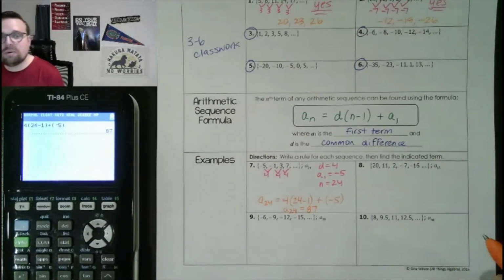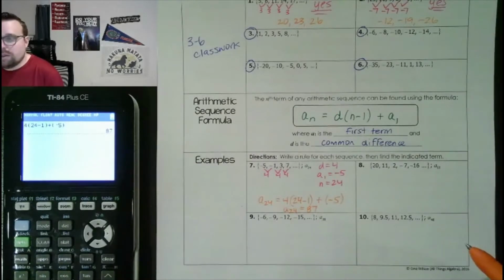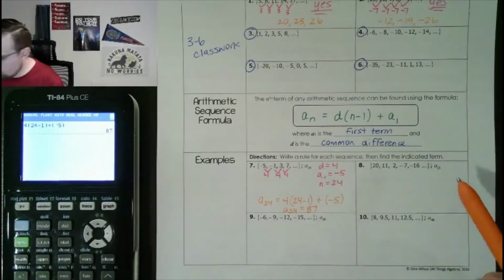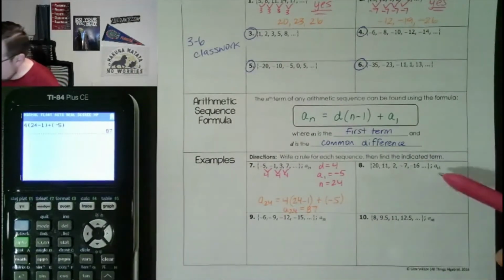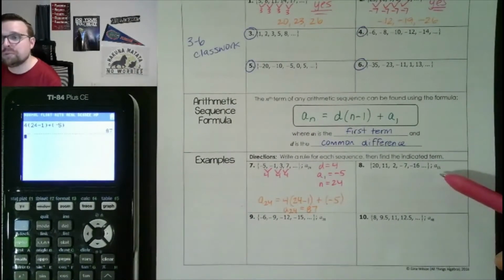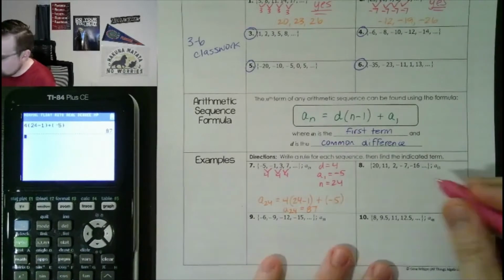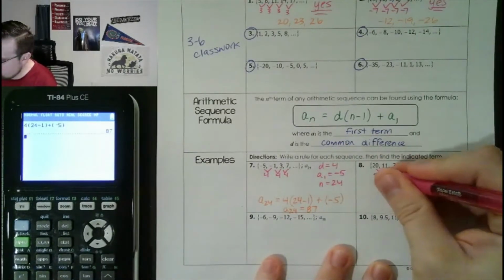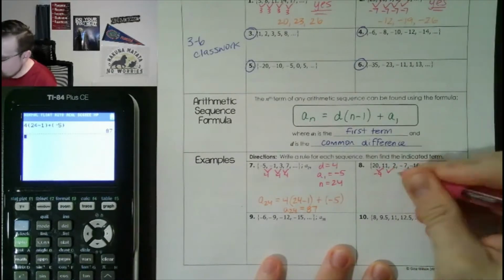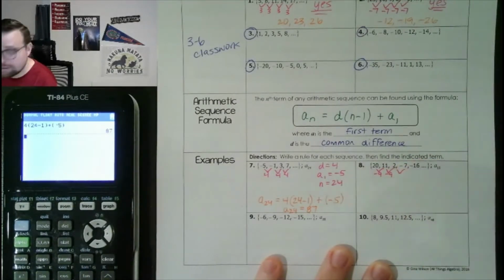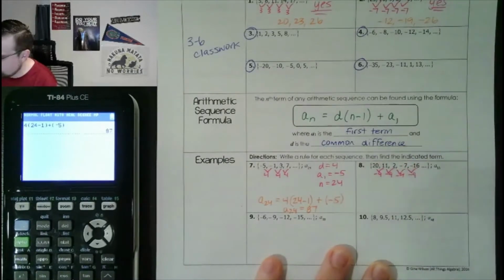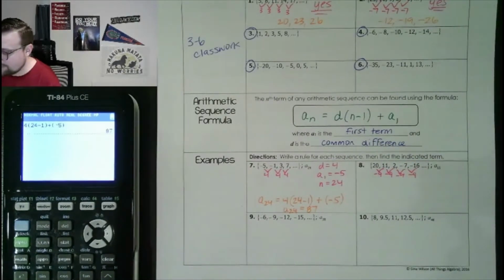Okay, so let's go ahead and do another example. We're going to do number 8. In number 8, they gave us a sequence, and they want us to find the 15th term using the rule. So let's figure out what the common difference is. To go from 20 to 11, you have to subtract 9. From 11 to 2, you have to subtract 9. From 2 to -7, you're subtracting 9. So the common difference here is that you are subtracting 9.